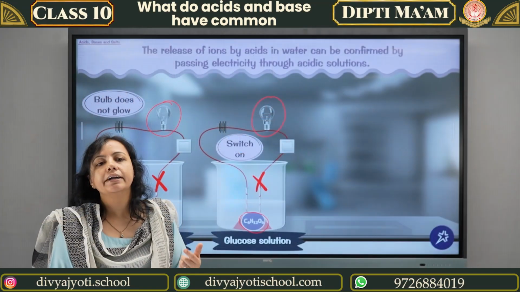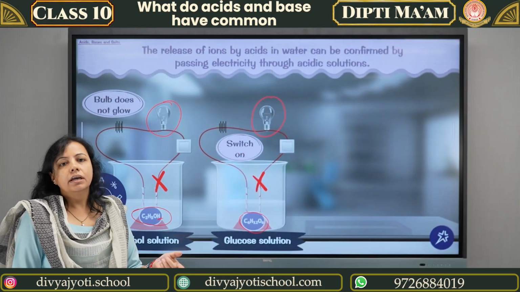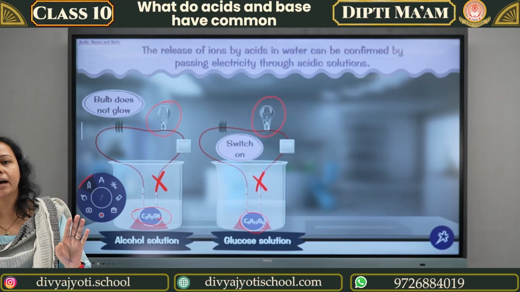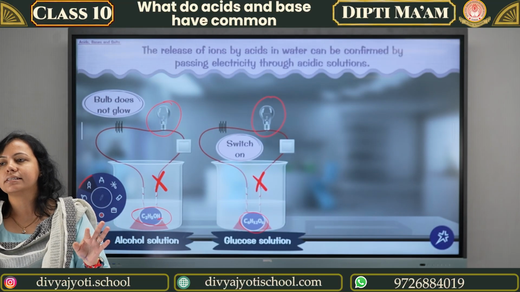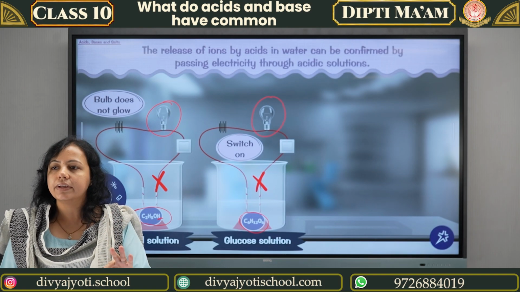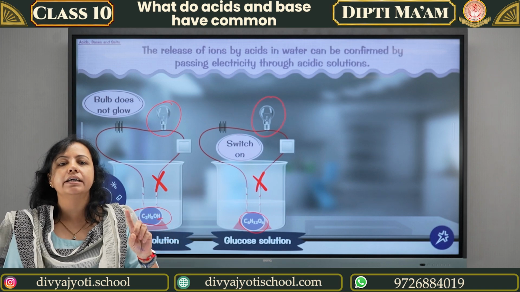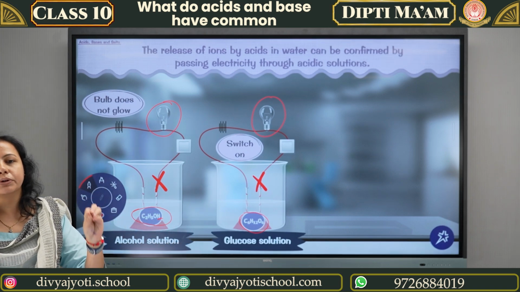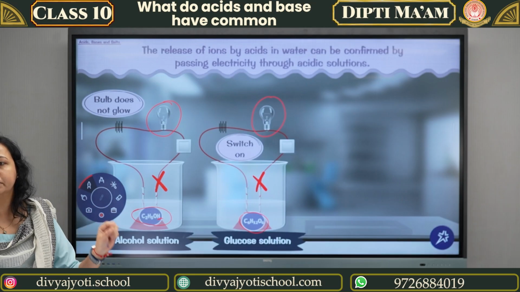Releasing of the hydrogen ion. Okay, HCl releases the H plus ion. Instead of the HCl, suppose I take nitric acid, HNO3, then also the H plus ion is produced. And the production of the ions shows that the bulb is glowing.